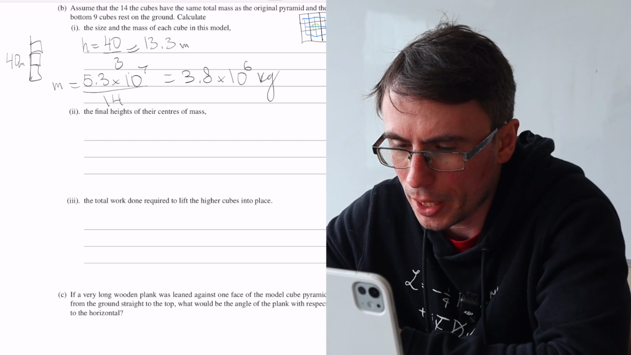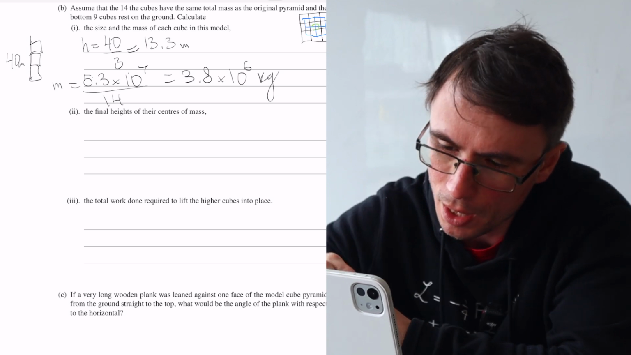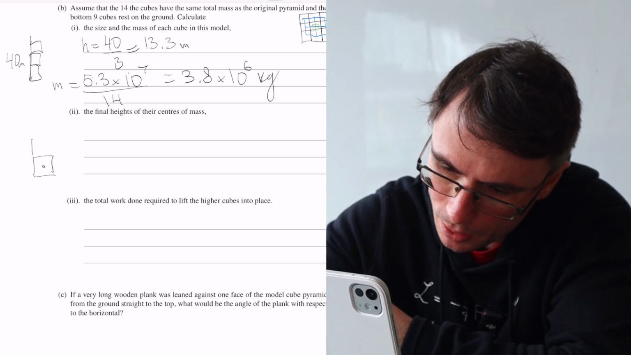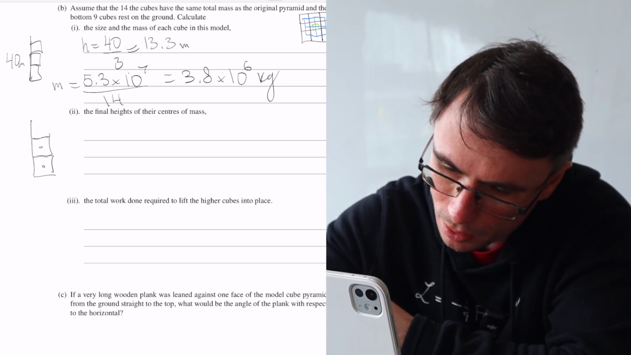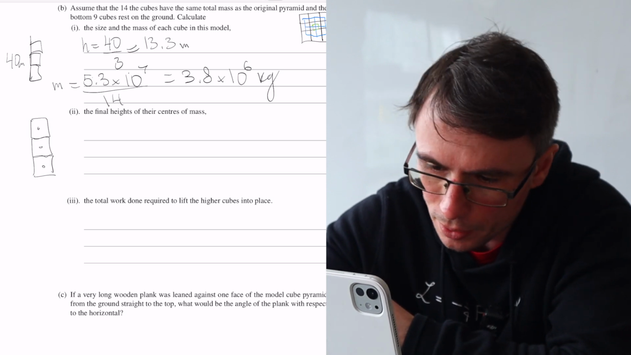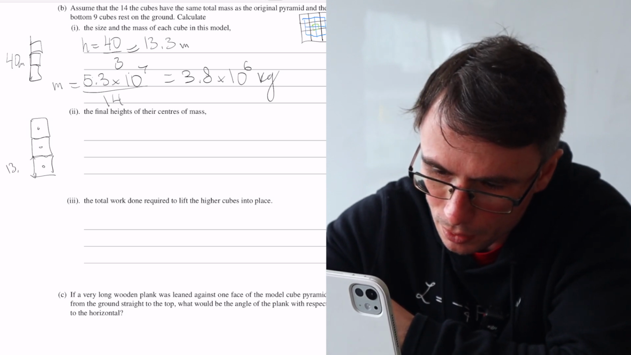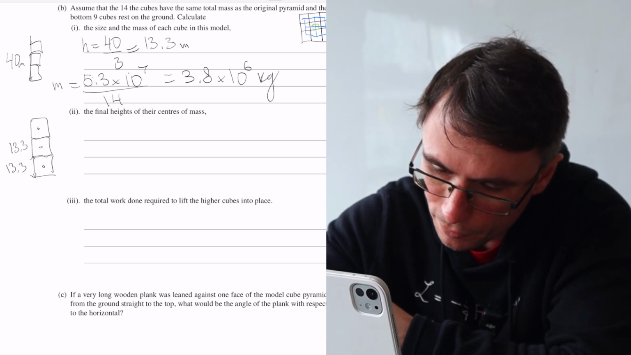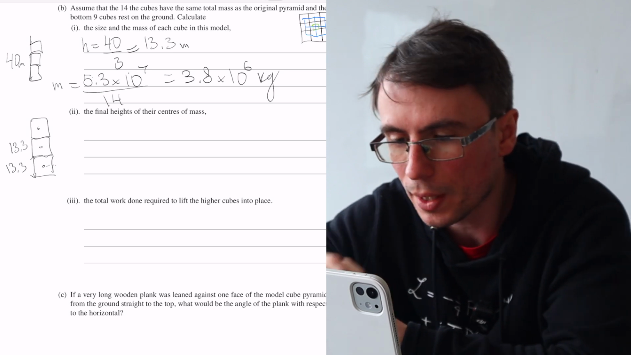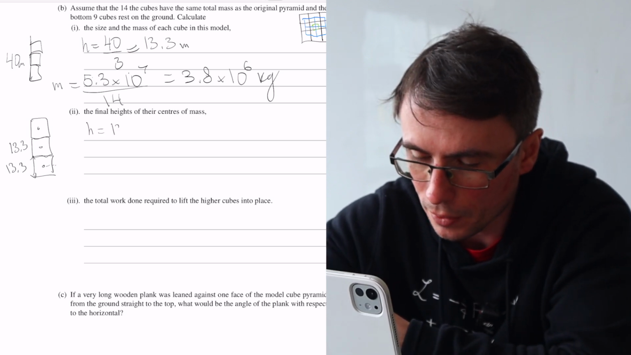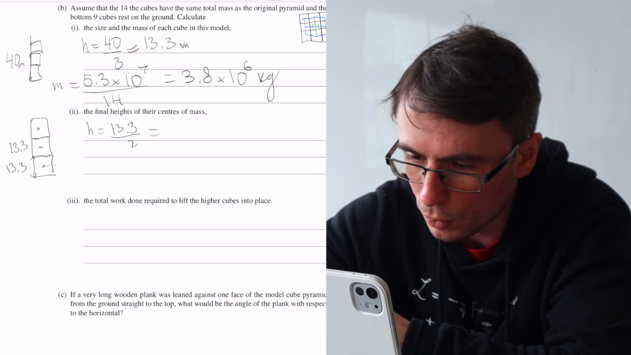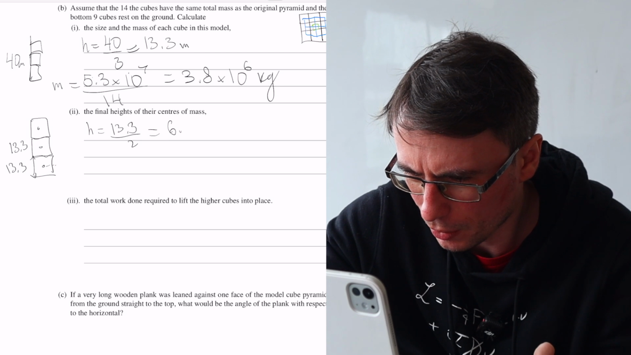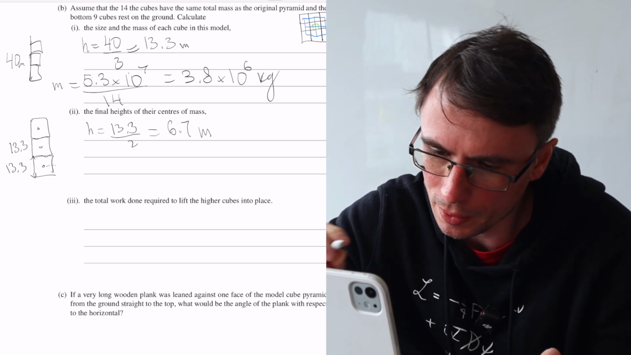The final heights of their centers of mass. Okay, so this question I think wants basically the height of the center here, the height of the center here, and the height of the center here. So the height of one of these is 13.3, and this one here is also 13.3. So the first one is going to be right there in the middle at a height of 13.3 divided by 2, which is around 6.65, which is about 6.7 meters.